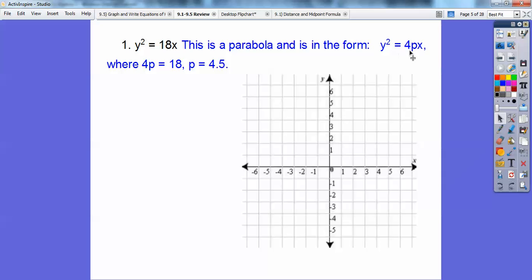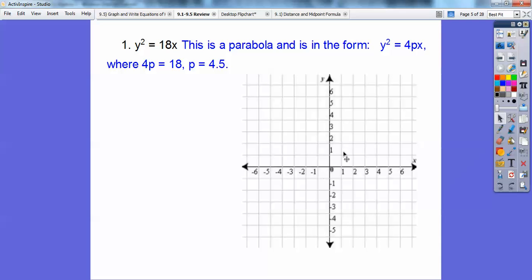So this 4p represents the 18 in front of x. I let 4p equal 18, so p equals 4.5. It's centered here at 0, 0, so if I go over 4.5, that's the focus point. And remember, the parabola is going to surround the focus. It protects the focus. It's the focus protector. And the directrix is going to be a line back here.